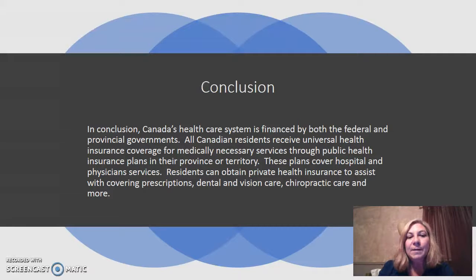So in conclusion, Canada's healthcare system is financed by both the federal and provincial governments. All Canadian residents receive universal health insurance coverage for medically necessary services through public health insurance plans in their province or territory. These plans cover hospital and physician services. Residents can obtain private health insurance to assist with covering prescriptions, dental and vision care, chiropractic services, and more.